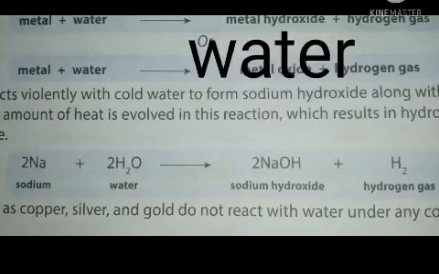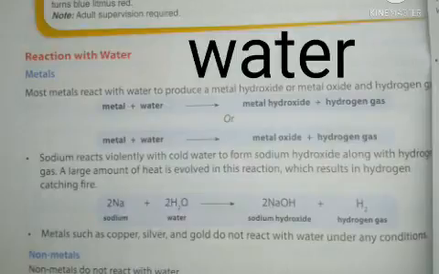So the equation will be 2Na plus 2H2O, that is sodium plus water, arrow 2NaOH, that is sodium hydroxide, plus hydrogen gas, that's H2. So this equation is balanced. Metals such as copper, silver, gold actually do not react with water under any conditions. So please remember this. Next, we are going to see how nonmetals react with water. In fact, nonmetals do not react with water at all.